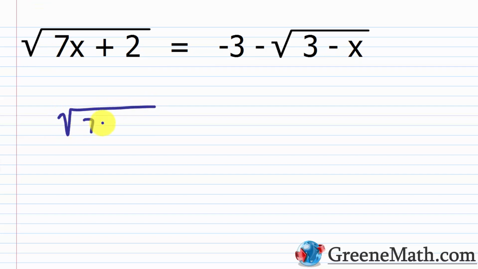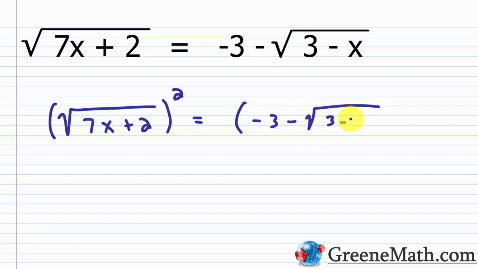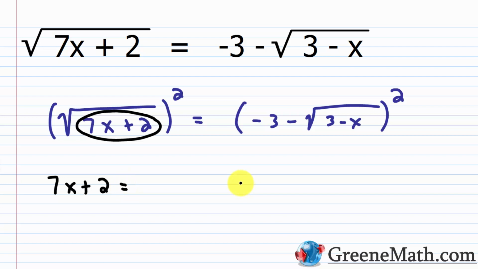So I have the square root of 7x plus 2. I'm going to square this side. And then I'm going to square this side. So negative 3 minus the square root of 3 minus x, again, squared. On the left, I'm just going to have my radicand, which is 7x plus 2. On the right, again, I've got to use my special products formula. So I'm going to go ahead and square this -3. So that's going to give me a +9. Then minus, you've got 2 times your -3, and then times the square root of 3 minus x.